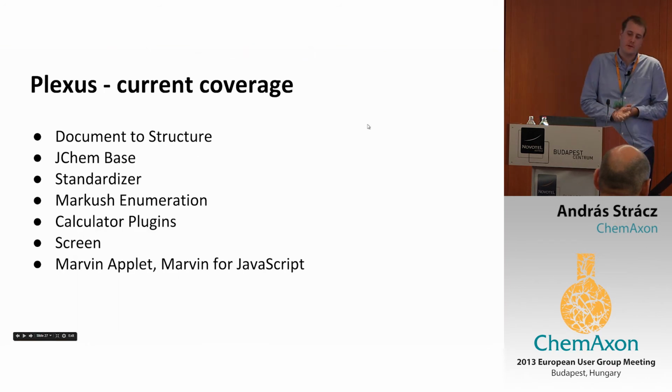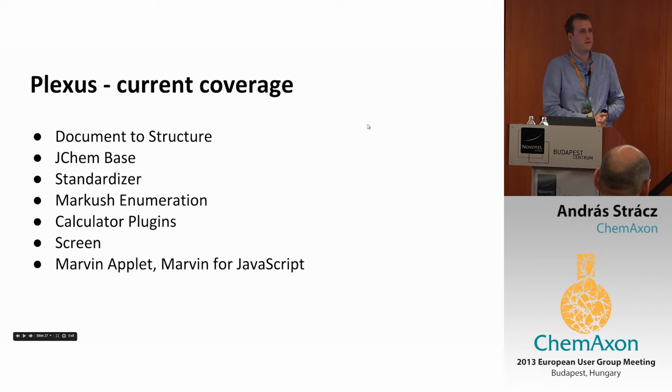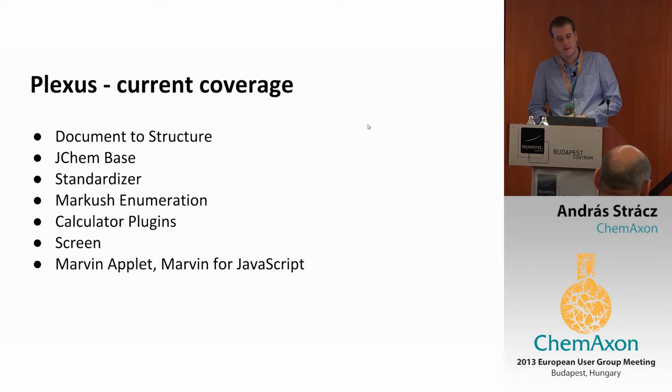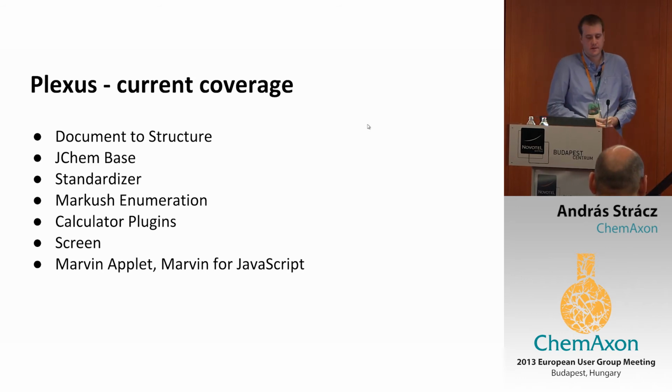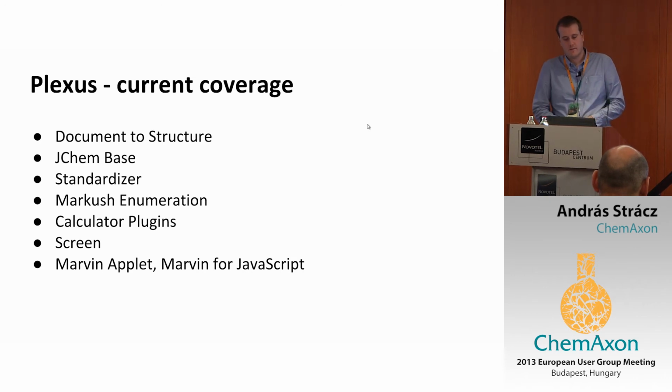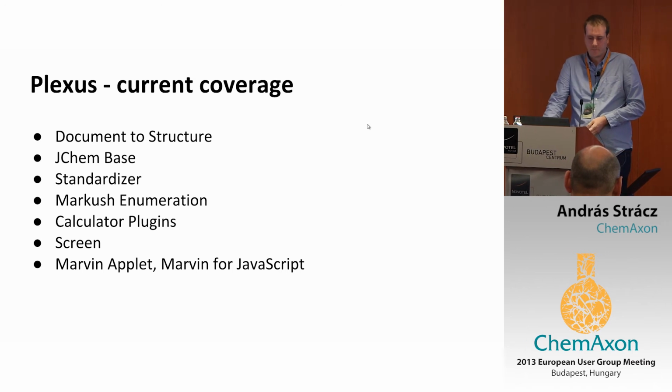To sum up, the current coverage of tools in Plexus include these tools: document to structure to handle PDFs and Office documents, JChem base to do the database thingy, standardizer to make sure that JChem search works no matter how you represent your structures, Markush enumeration for the first bit of that library design process, calculator plugins to help you characterize your structures, screening for similarity searching, and of course Marvin Applet and Marvin JavaScript are in there.